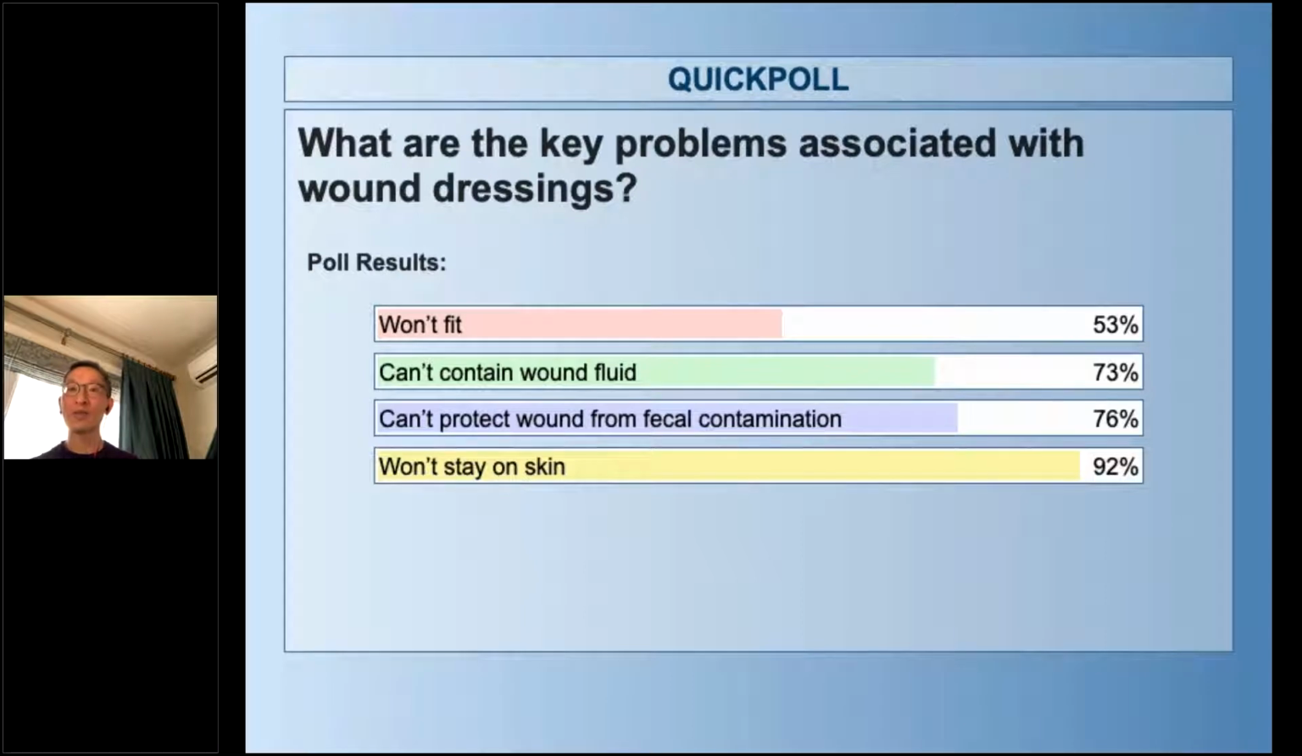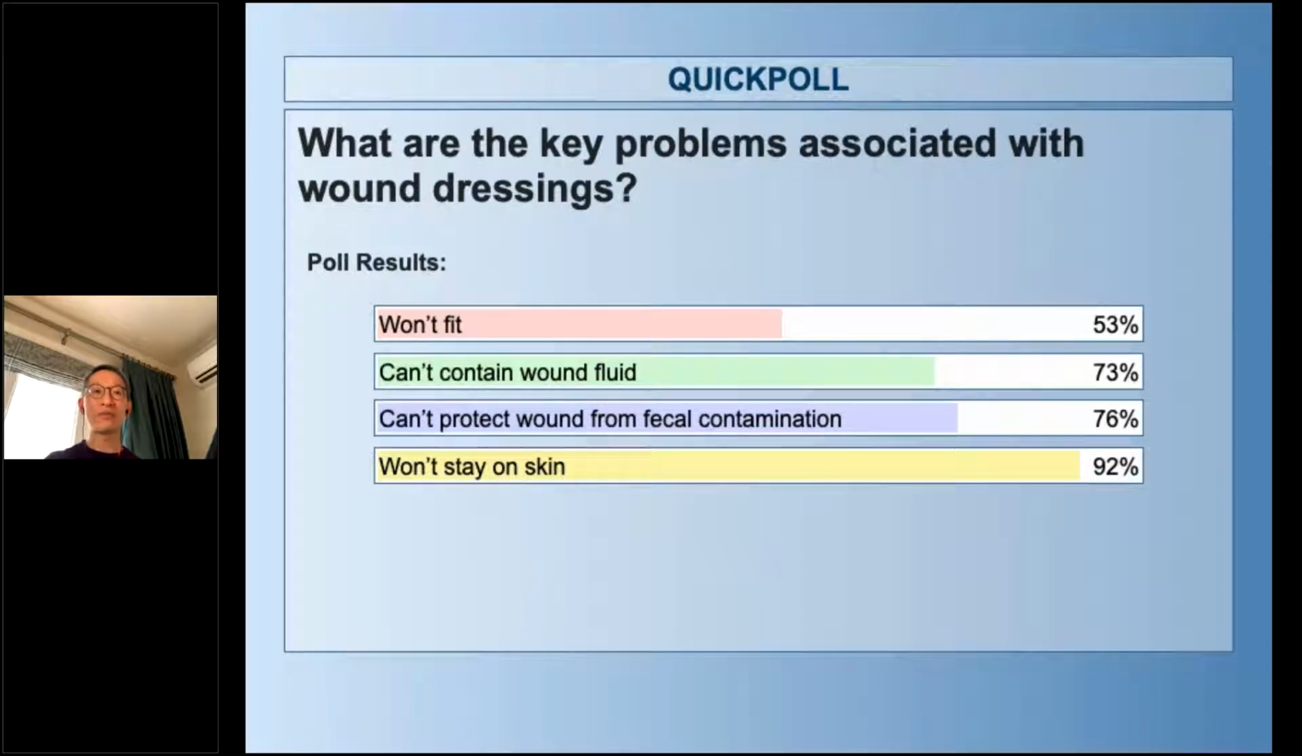Lots of people mention the foam dressing. They don't stay on the skin very well, and definitely there's some problem with protecting the wound from fecal contamination. Of course, it depends on the type of population that you see and the type of stool contamination as well. So interesting. And I think that's why we need some better technology.